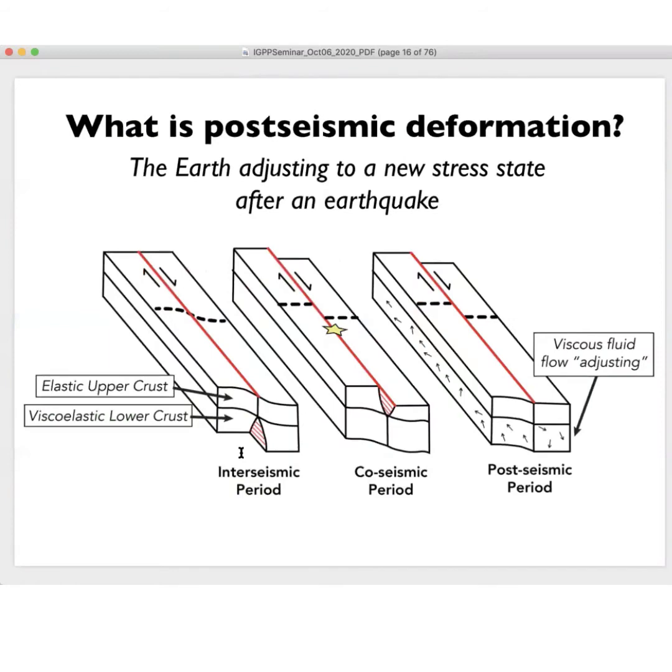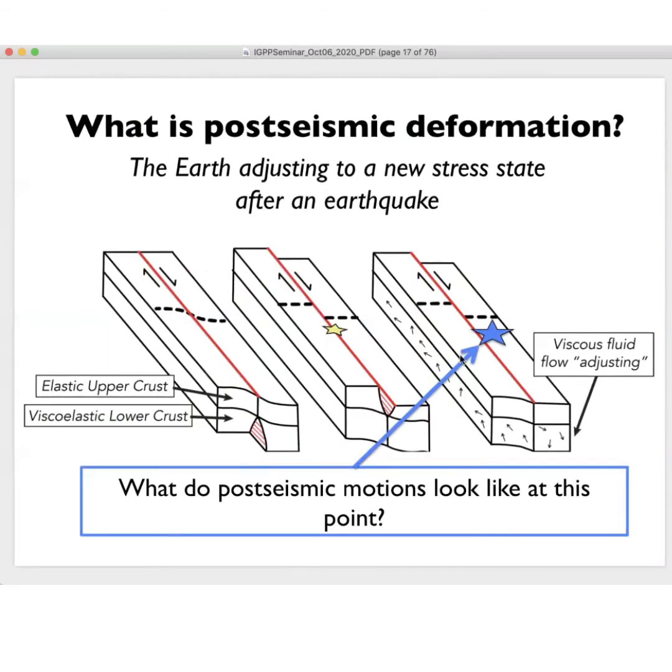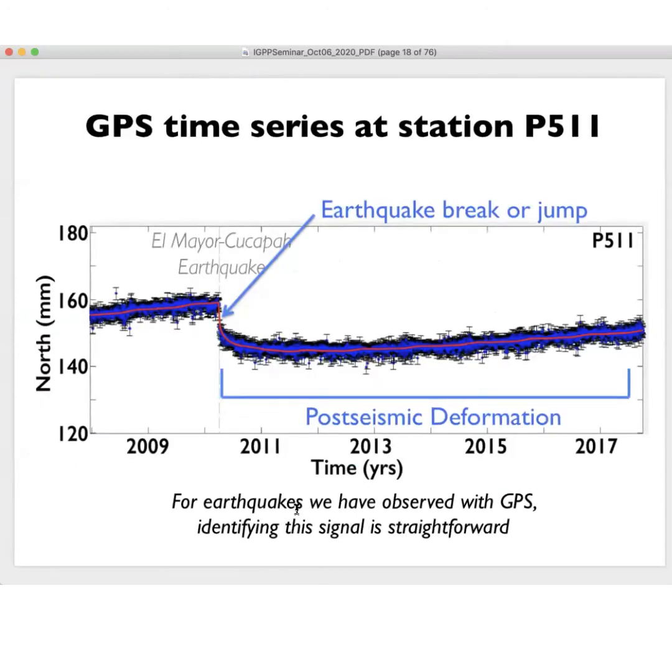So we come back to this diagram to ask the question: if we were to put a GPS station right here in the post-seismic period following an earthquake, what would those post-seismic motions look like in a time series? How would GPS be seeing that motion? To answer that question, we are going to look at a time series from station P511, which is sitting on the eastern side of Joshua Tree National Park. Again, we have a time series, so time on the x-axis, northward motion on the y-axis.